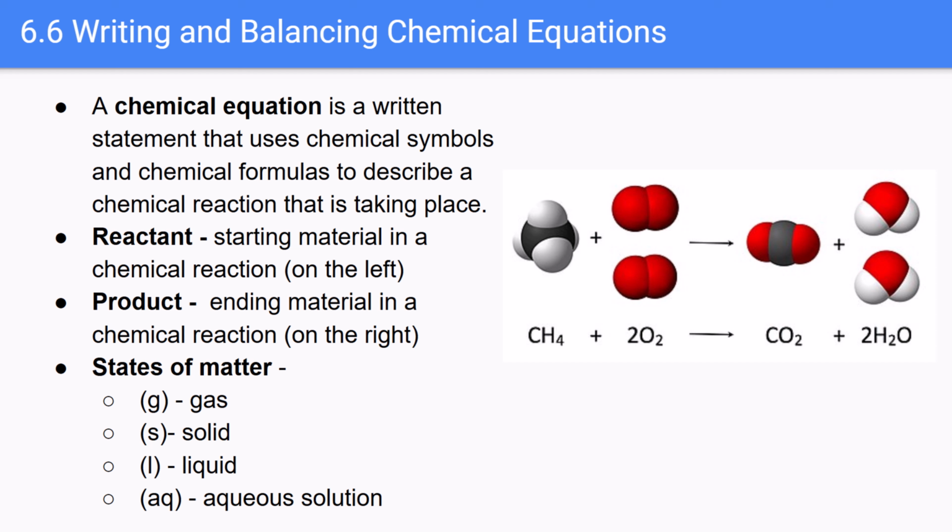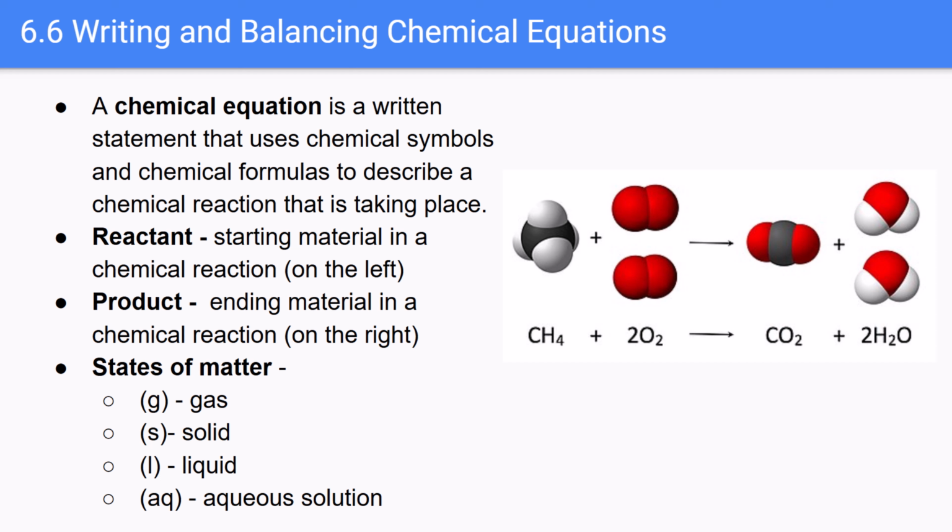So we're going to start off by diving into chemical reactions and understanding the process of how we write chemical equations and how that represents a chemical reaction that's taking place. A chemical equation is a written statement that uses chemical symbols and chemical formulas to describe a chemical reaction that is taking place. And so you have an example here on the right of the combustion of CH4, which is known as methane, reacting with oxygen gas to produce carbon dioxide and water.